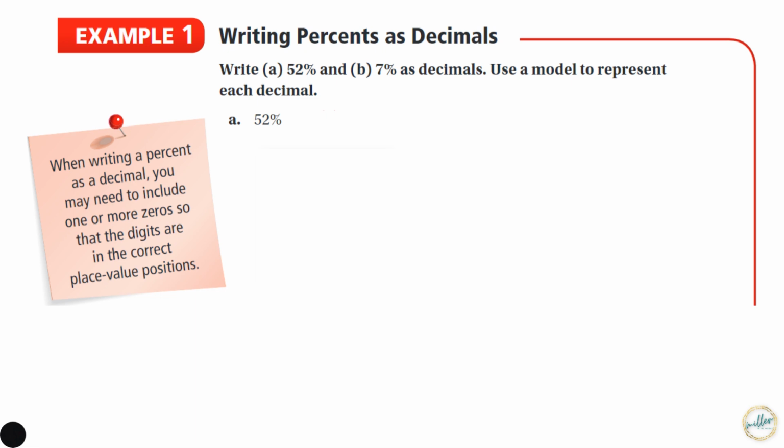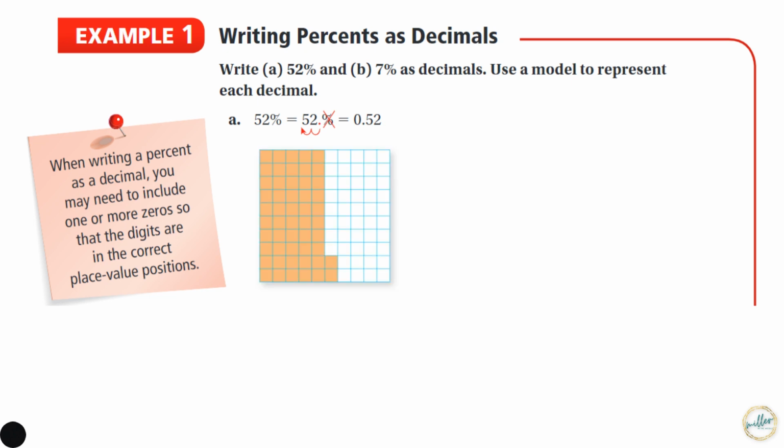Example 1, writing percents as decimals. We have two problems here, A and B. A, write 52% as a decimal. Use a model to represent each decimal. 52%, then we can remove the percent sign, divide by 100, which is moving the decimal point 2 places to the left, and that equals 0.52, or 52 hundredths. The model looks like this. 100 boxes and 52 are shaded, 52 out of 100.